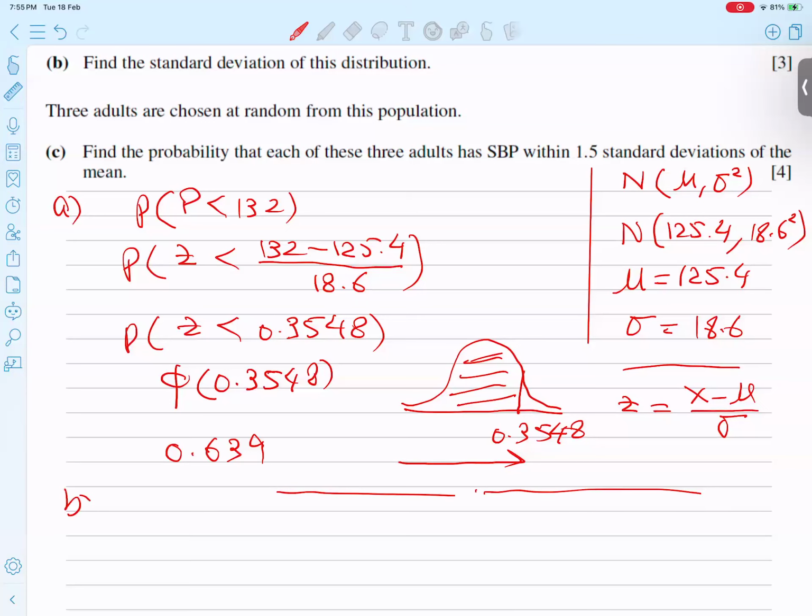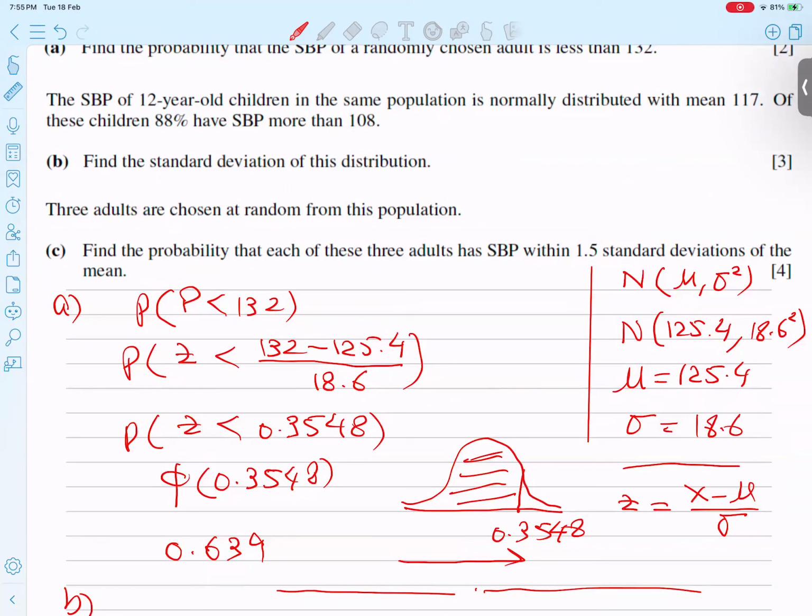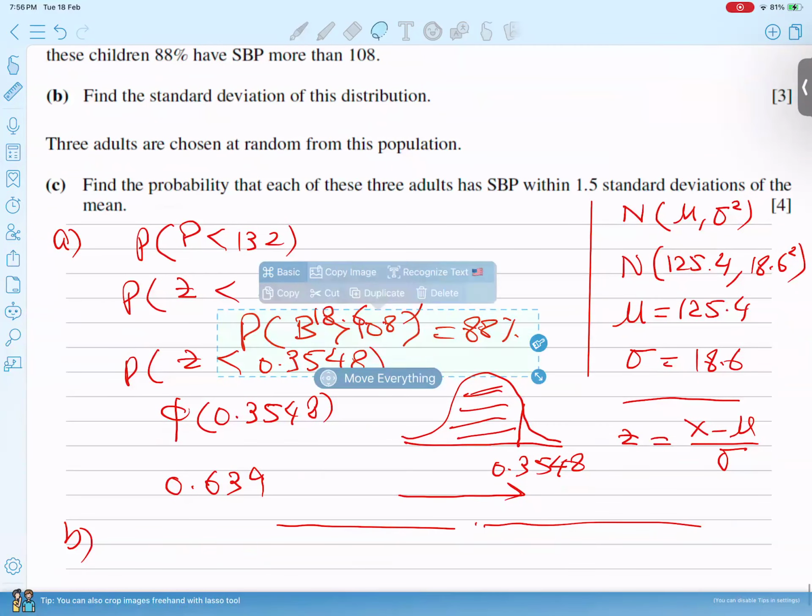So let's go for part B. He's saying now the situation is a little changed. He's saying here the blood pressure of 12 year old children in the same population is normally distributed. Mean is 117. Okay, so the mean first is this, now changed. And 88% of children have blood pressure more than 108. So you know, students, how to write it? Let me write for you. Blood pressure, I'm writing B for blood pressure, more than 108 is equal to 88%. And this value, I bring it down here.